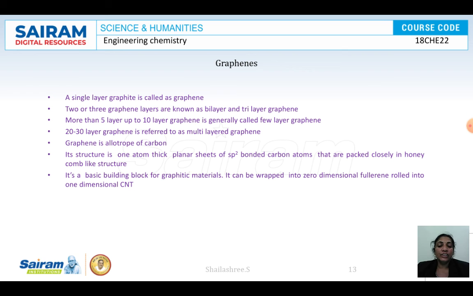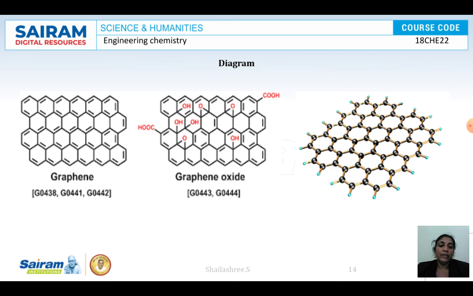Its structure is one atom thick planar sheets of sp2 bonded carbon atoms that are packed closely in a honeycomb like structure, and it is the basic building block for graphitic materials. It can be wrapped into a 0-dimensional fullerene, and it can be rolled into a 1-dimensional carbon nanotube. See here.